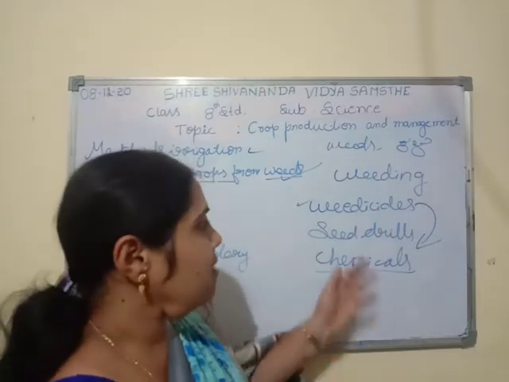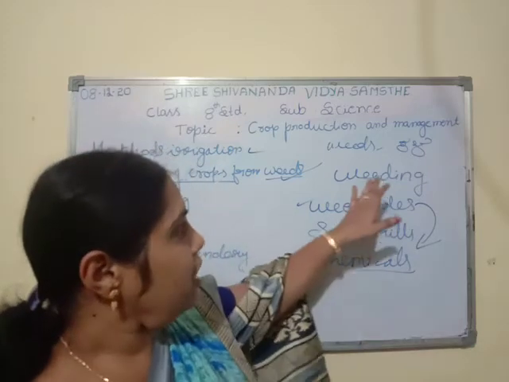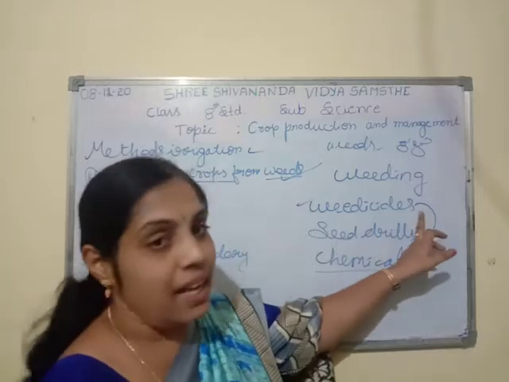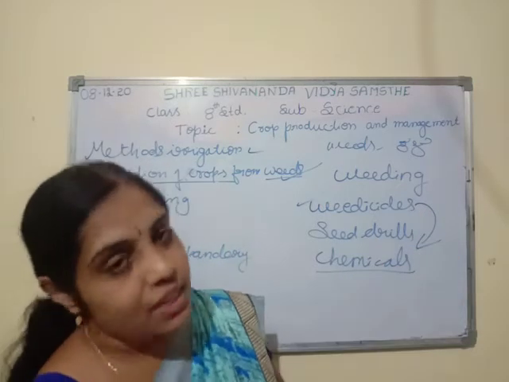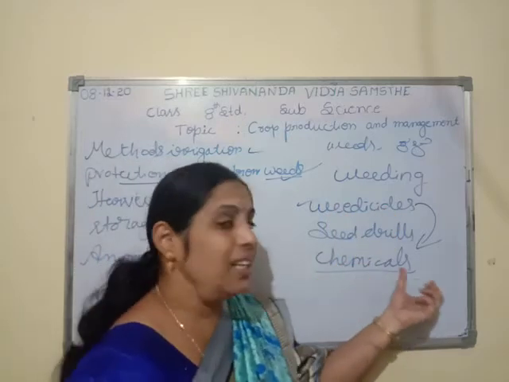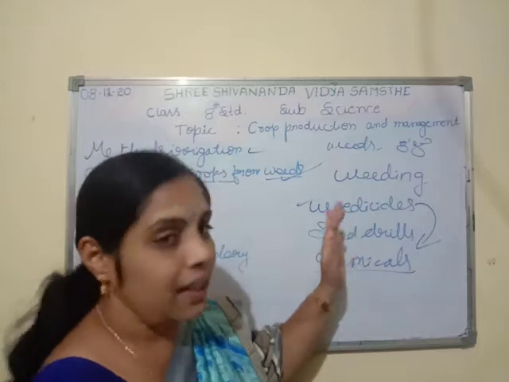Okay, so this is a kind of medicine which is used to destroy weeds. Okay, that is known as weedicides. Okay, insecticides we can also use. Okay, so how is it manufactured? By using chemicals.